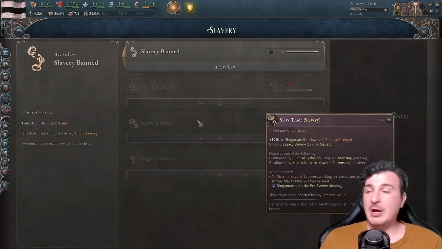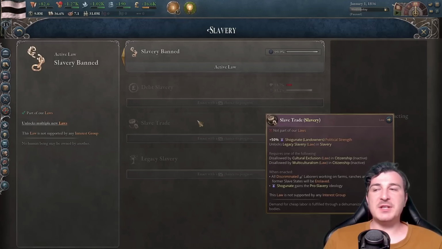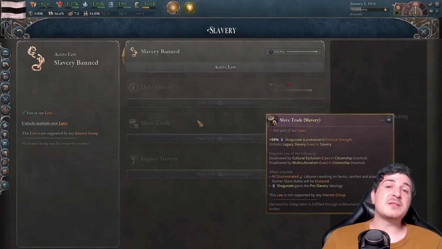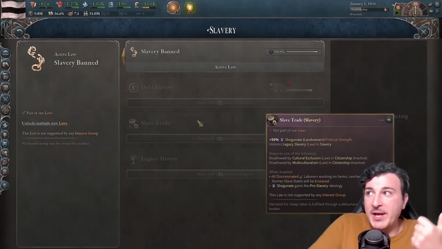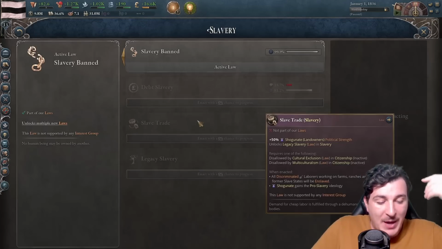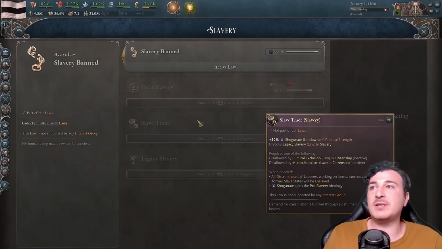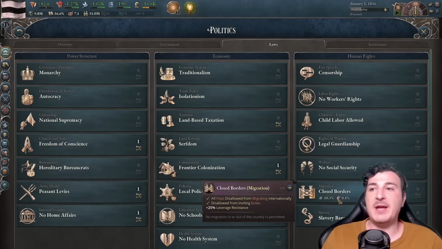Slave trade, full-on slavery here, 50% political strength for the landowners, and you really want to get rid of this legislation because slavery means you will not have people that pay taxes and have their own income. We want people to be able to pay our taxes. That's the main goal of the game. So no slaves because y'all need to pay taxes.